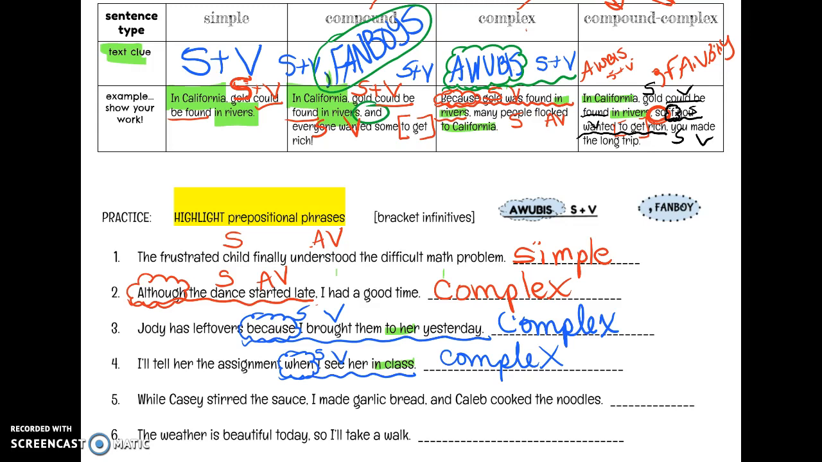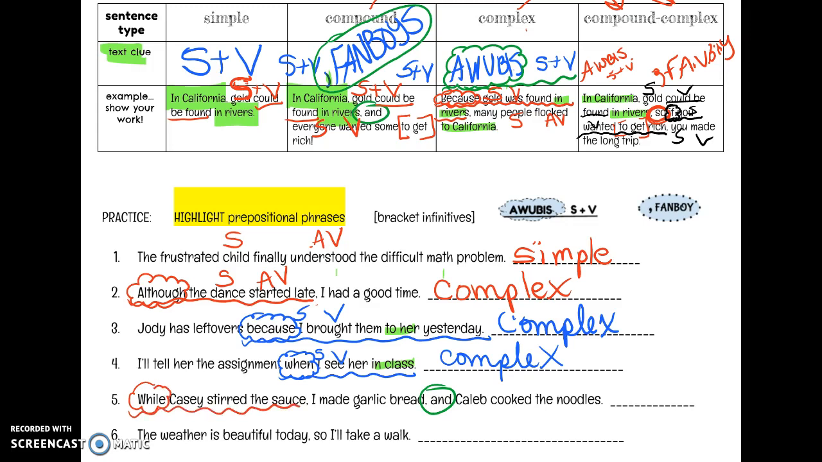While Casey stirred the sauce, I made garlic bread, and Caleb cooked the noodles. Well, I see a lot of punctuation going on in here. The first thing that stands out to me is I see a comma and. If I see a comma and, that's the first indication that I've got a compound sentence. I want to see if there's a subject and a verb on both sides. Well, the other thing I notice over here is an AWUBIS. So I'm going to draw my cloud around it.